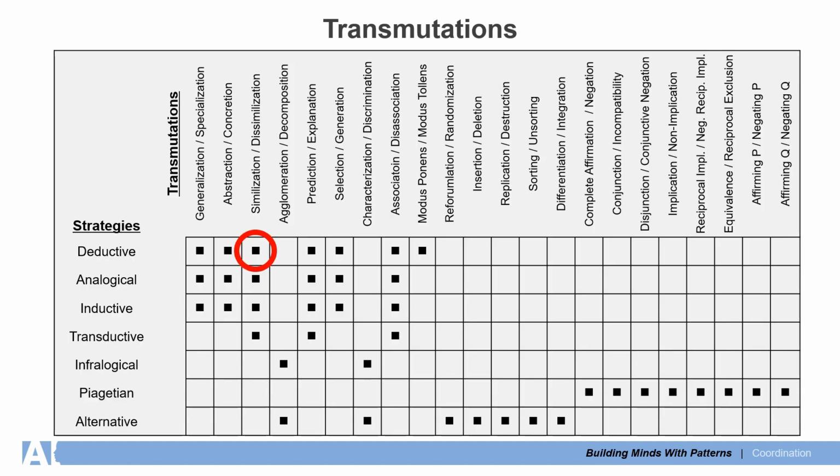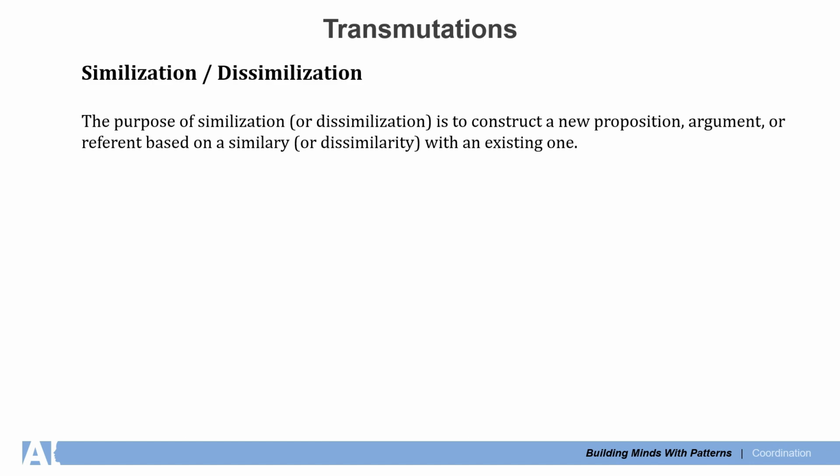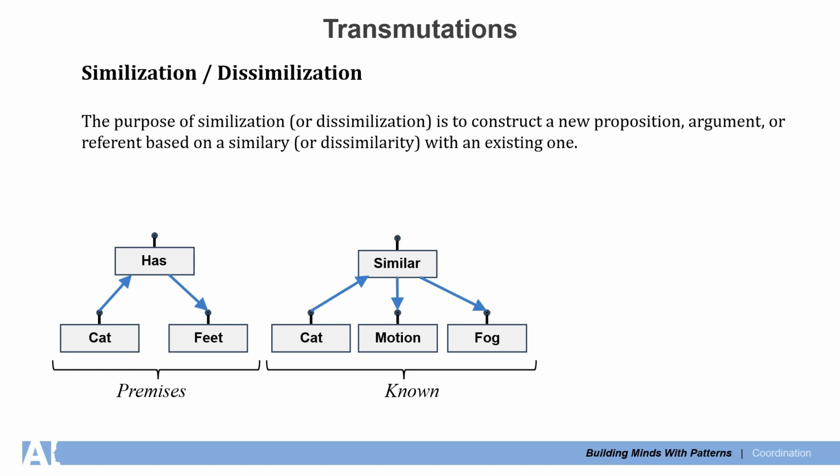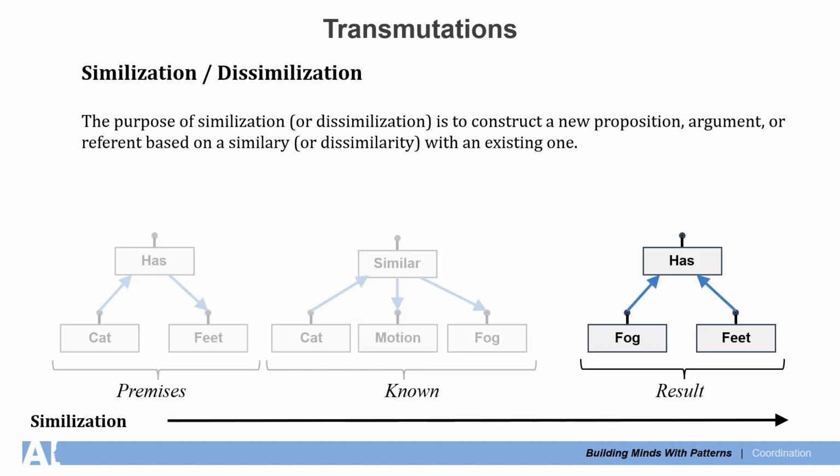Similization and dissimilization can be done in a deductive, analogical, inductive, or transductive manner. The purpose of similization or dissimilization is to construct a new proposition, argument, or referent based on similarity or dissimilarity with an existing one. We say the cat has feet, and we know the cat has a similar motion to fog. We can conclude by similization that the fog has feet.